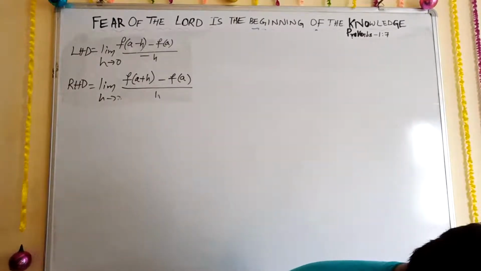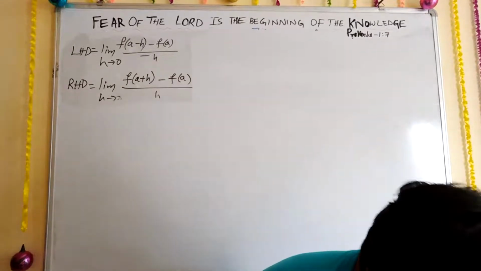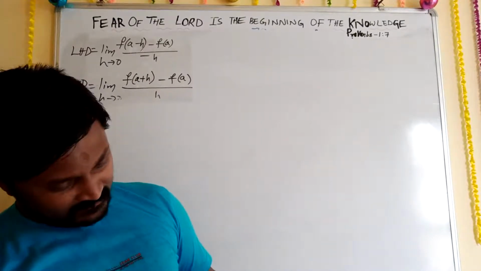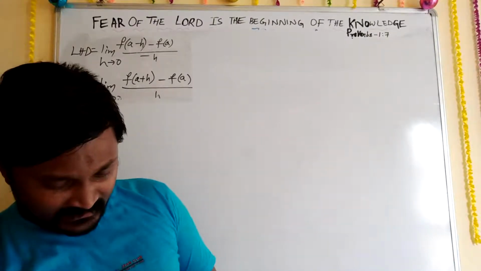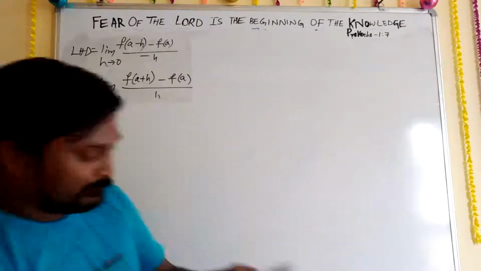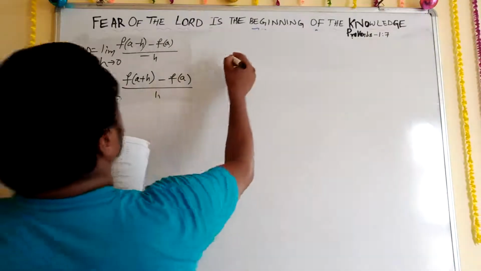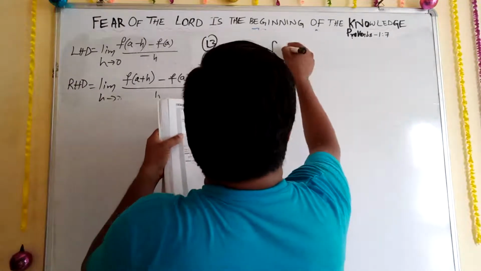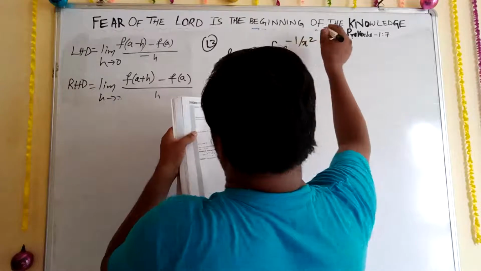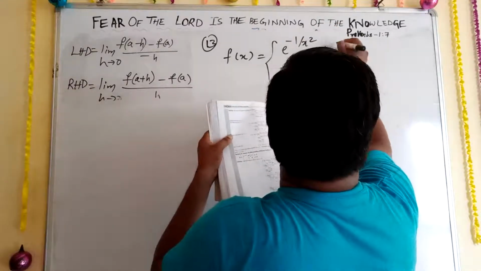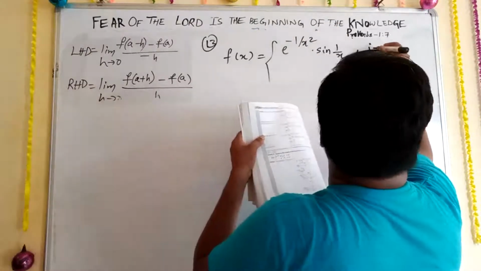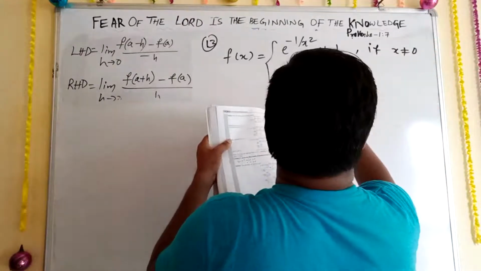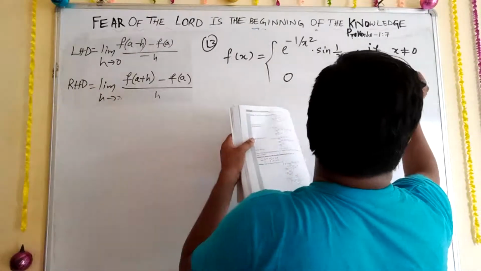Which one did I not explain for you yesterday? Example number 12, I think. 12 or 13? 13. Example number 13. f of x is equal to e power minus 1 upon x square into sine 1 upon x if x is not equal to 0, and 0 if x is equal to 0.